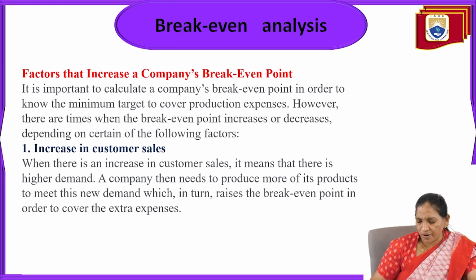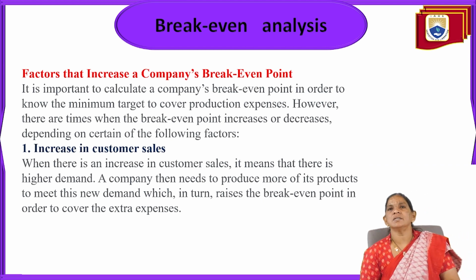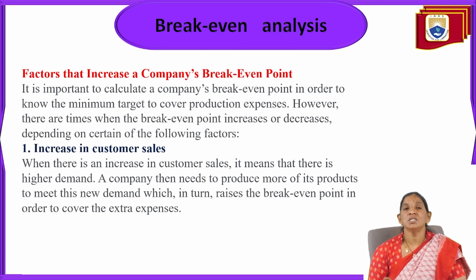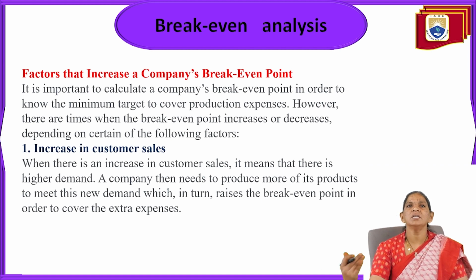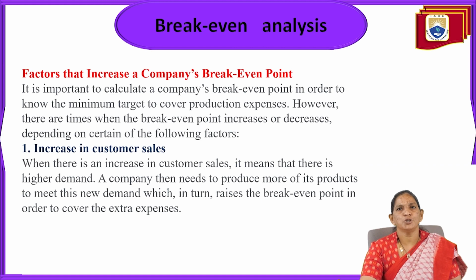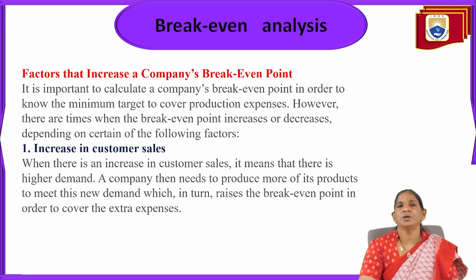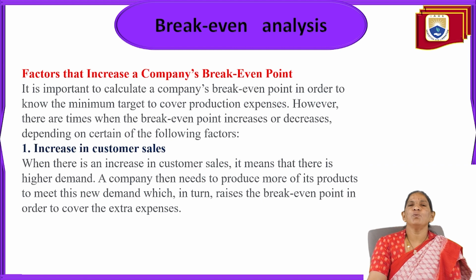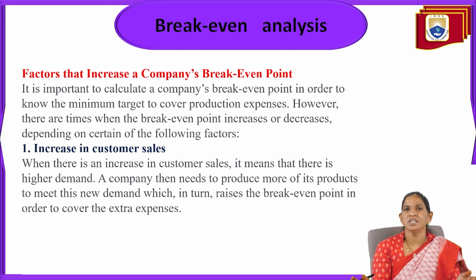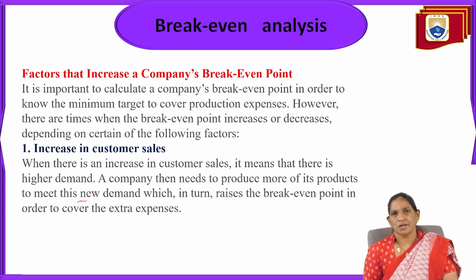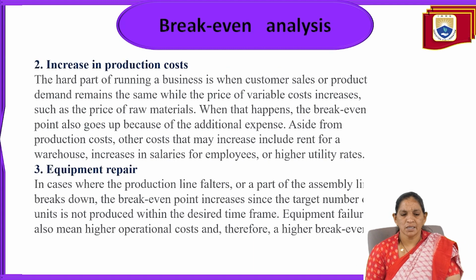One important factor is an increase in customer sales. Once customers increase their purchases, the product is getting higher demand, so automatically I will have to increase production. With the new demand I should recalculate the break-even, which rises, because there are extra expenses due to the increase in costs. We also want to go for large-scale or increased production to meet the external demand once customer sales have increased.